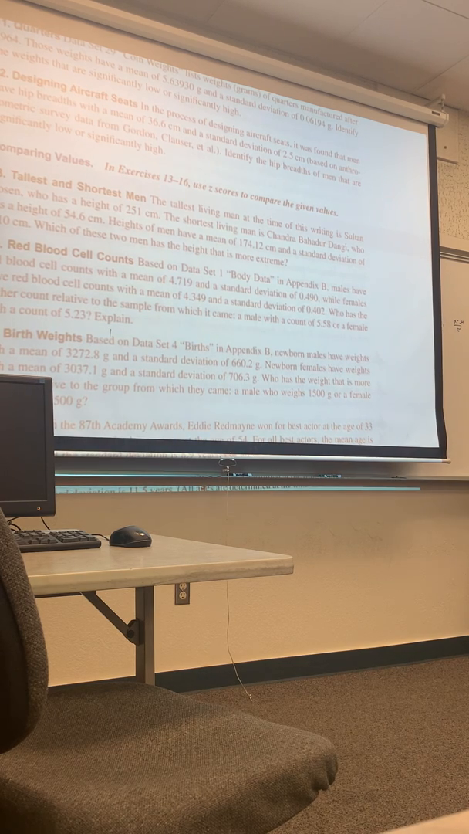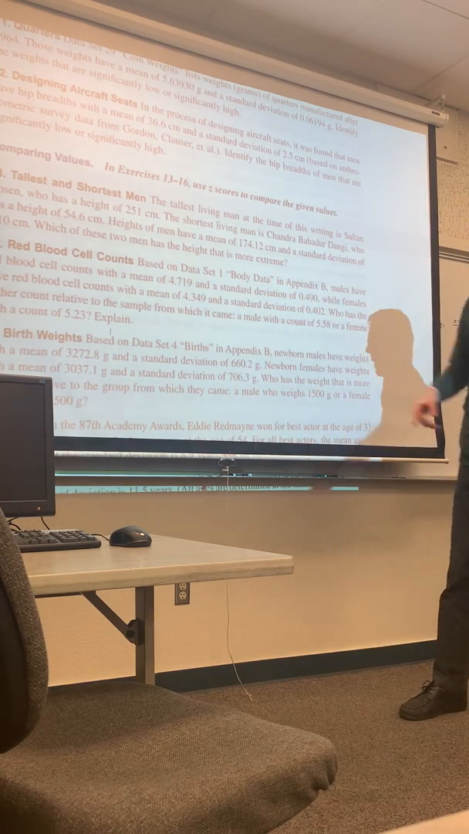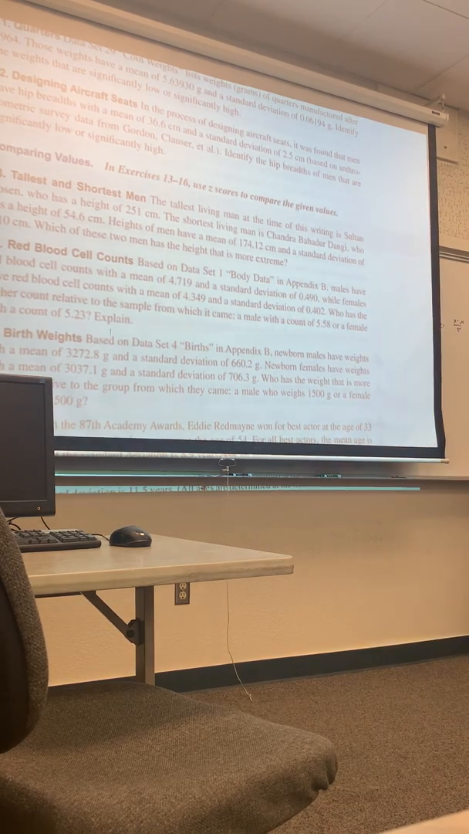And it allows you to do what we did here, compare the relative standing of data values within 2 different data sets. That's what we're doing here. The relative standing of a male with 5.58 versus the relative standing of a female with 5.23. It turns out the female with 5.23 has a more extreme count than the male of 5.58 because it has a higher z-score.